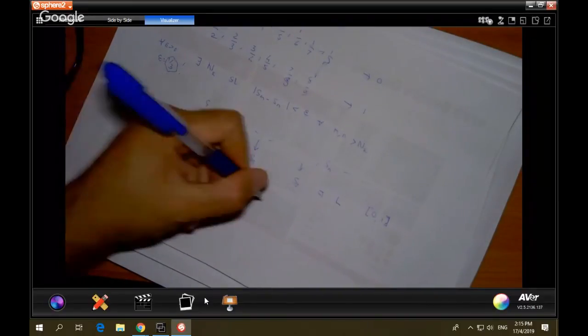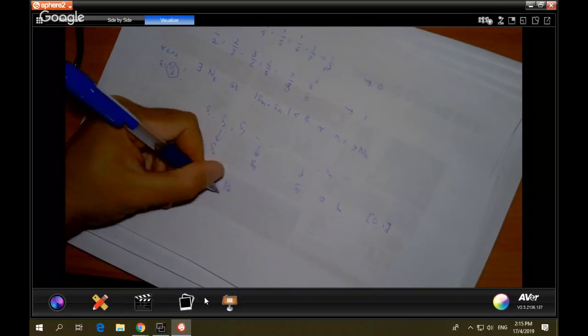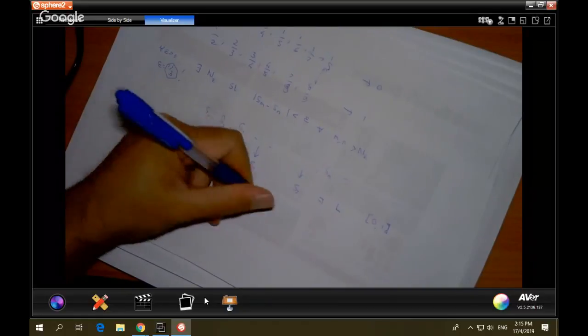So let's look at two cases. Suppose your number was of the form p over q. Then you have p over q, 2p over 2q, 3p over 3q, and so on. So you'll have an infinite sequence which takes the value p over q. So if p is less than q, p over q will always be a limit point of the sequence. So any rational number between 0 and 1 is a limit point.